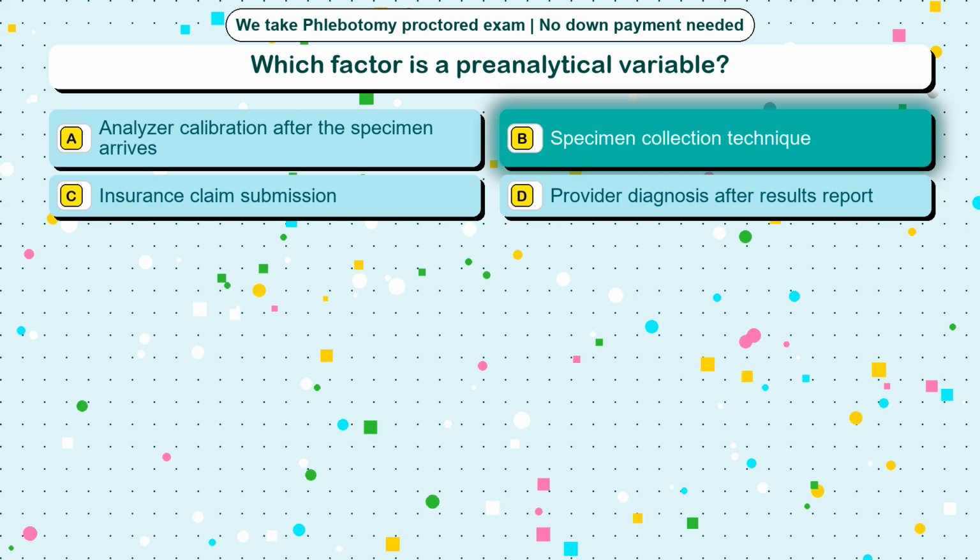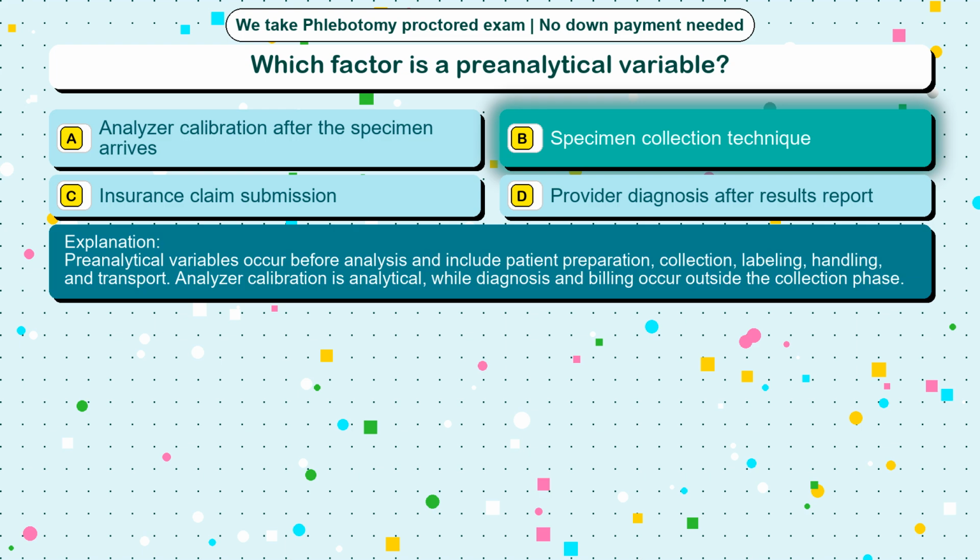The correct answer is option B, specimen collection technique. Pre-analytical variables occur before analysis and include patient preparation, collection, labeling, handling, and transport.